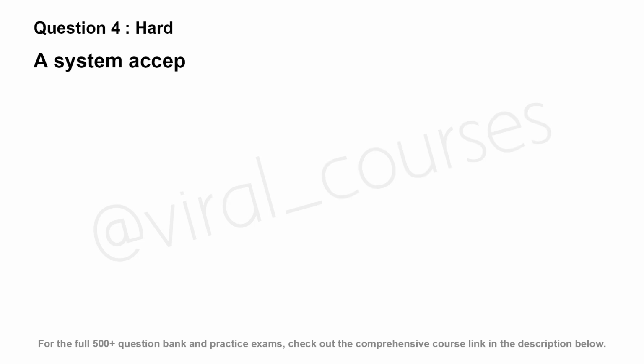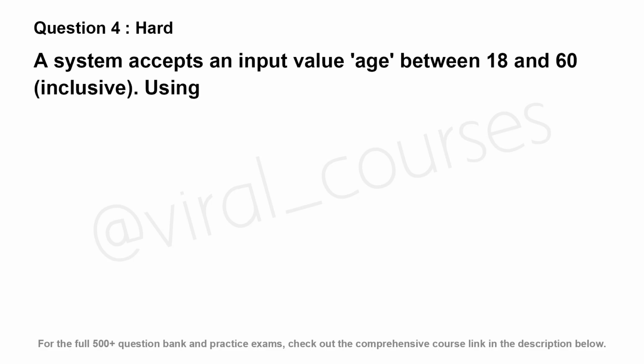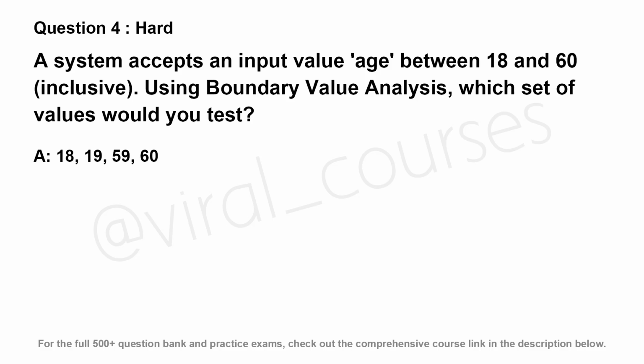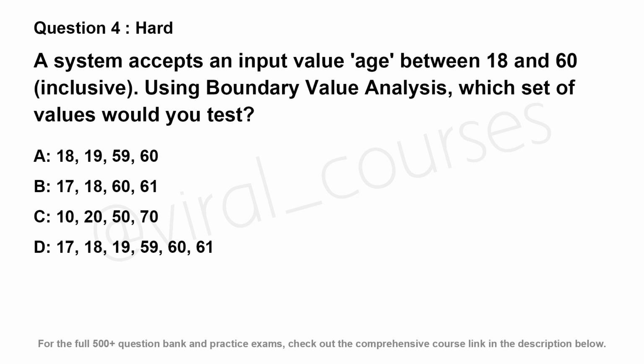A system accepts an input value, age, between 18 and 60, inclusive. Using boundary value analysis, which set of values would you test? Option A. 18, 19, 59, 60. Option B. 17, 18, 60, 61. Option C. 10, 20, 50, 70. Option D. 17, 18, 19, 59, 60, 61.